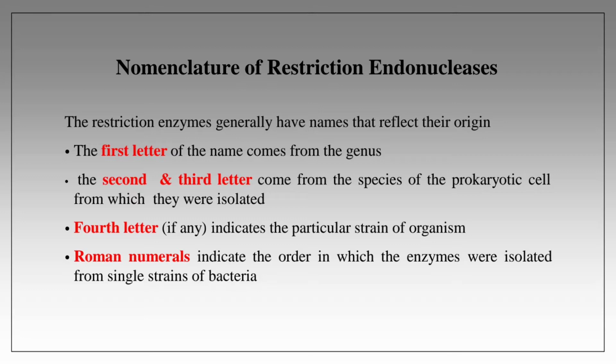Nomenclature of restriction endonucleases. The restriction enzymes generally have names that reflect their origin. The first letter of the name comes from the genus, the second and third letters come from the species of the prokaryotic cell from which they were isolated. The fourth letter, if any, indicates the particular strain of the organism.